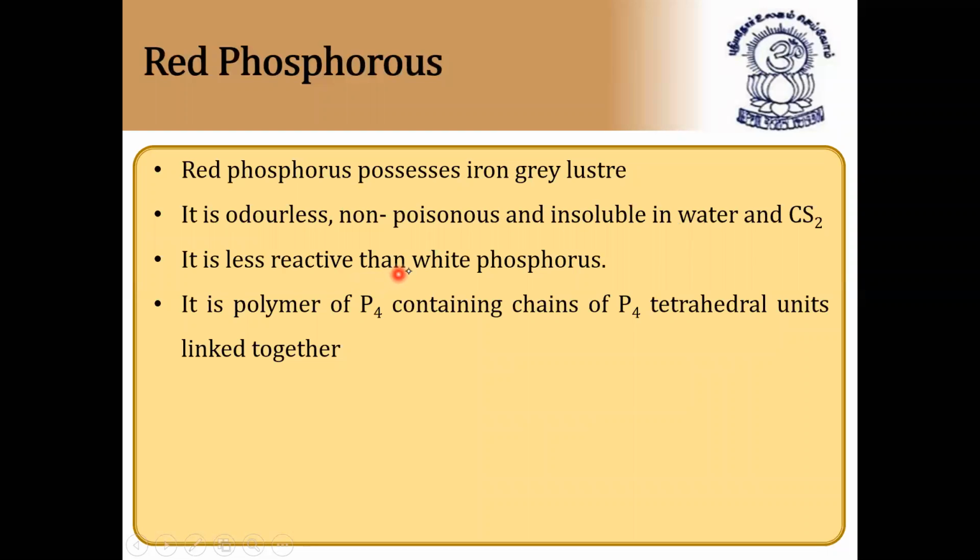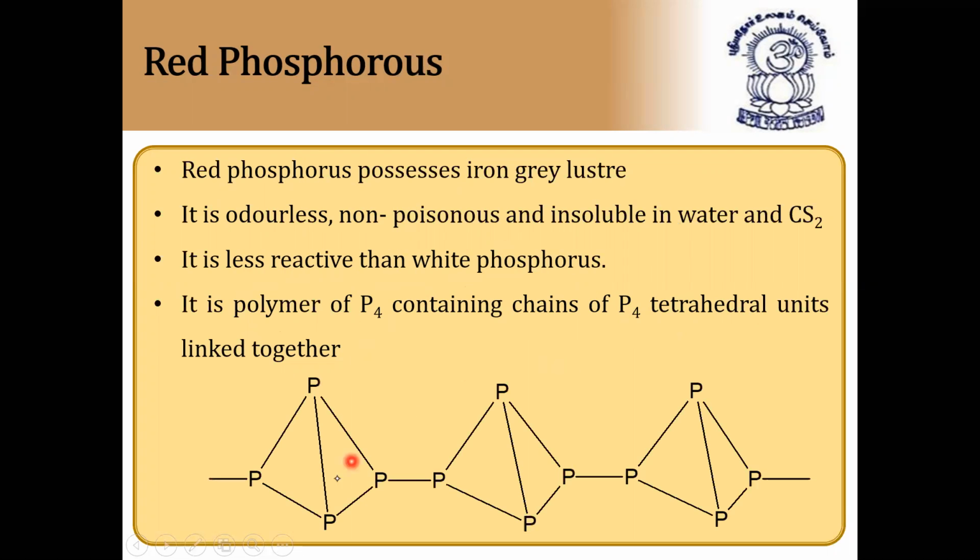It is less reactive than white phosphorus. Out of all the allotropes of phosphorus, red phosphorus is less reactive than white phosphorus, and white phosphorus is the most reactive. Red phosphorus is a polymer of P4 containing chains of P4 tetrahedral units linked together. So many P4 tetrahedral units join together to form red phosphorus. I hope it is clear.